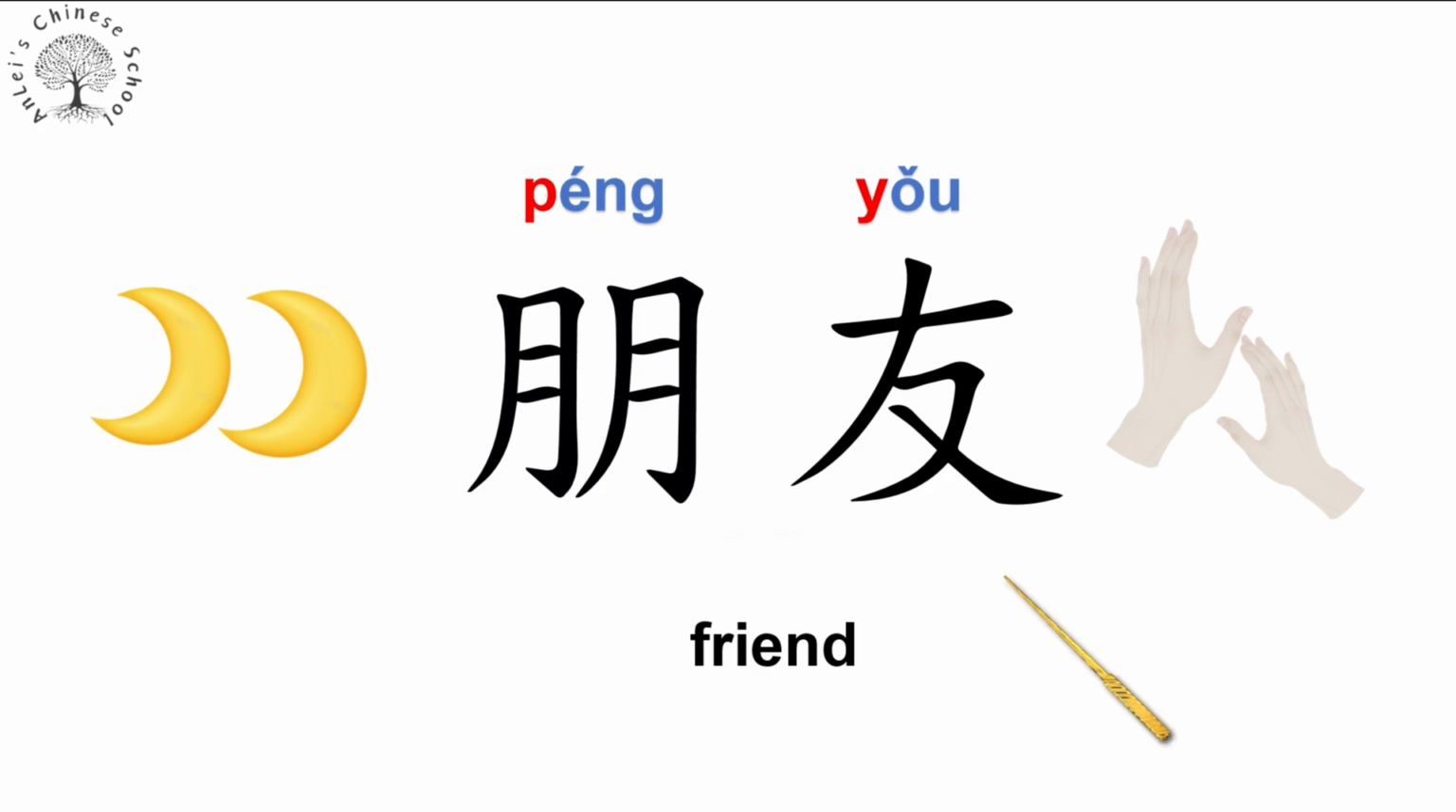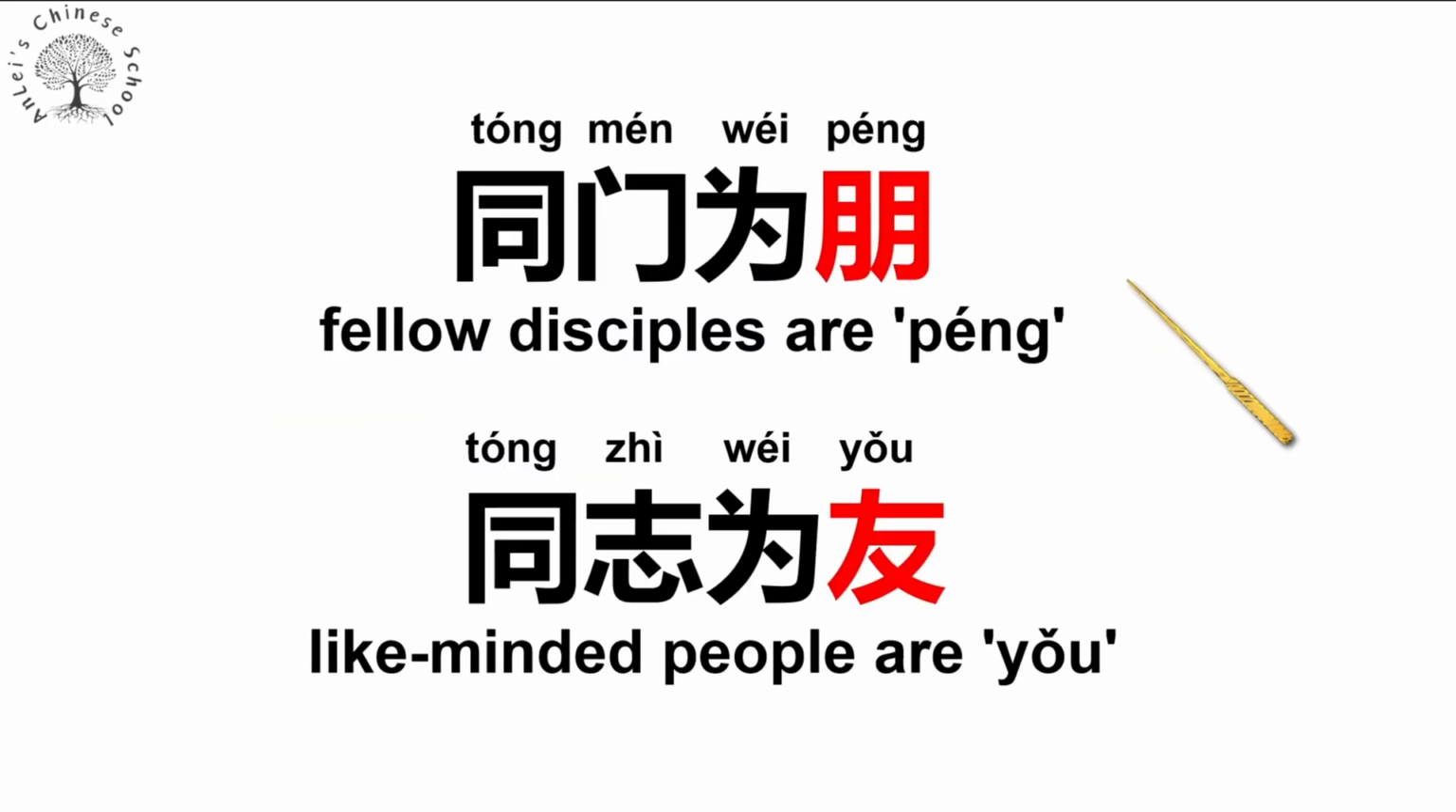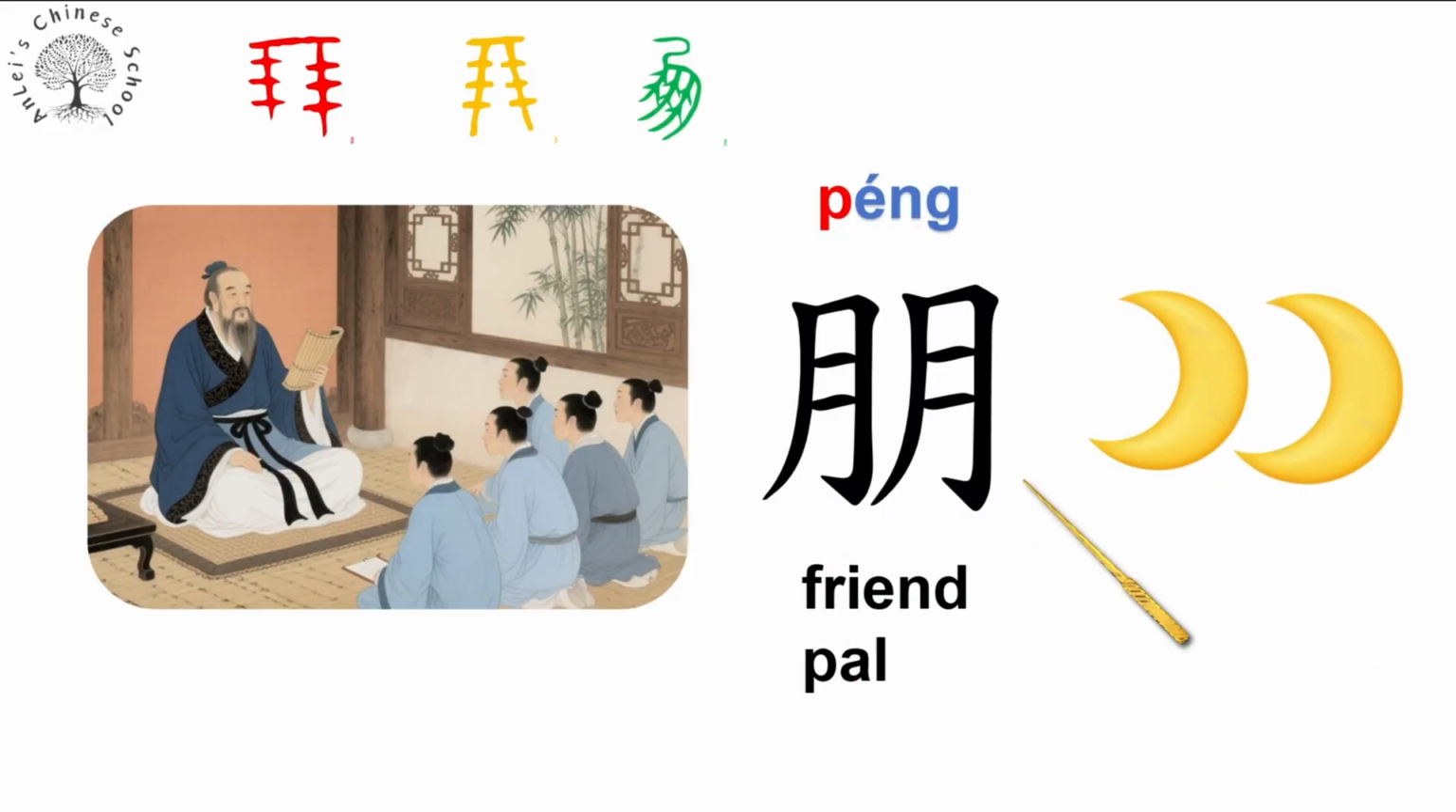Is there a distinction between Peng and You in traditional Chinese culture? In ancient China, people believed 同门为朋, fellow disciples are 朋, 同志为友, like-minded people are 友. Fellow disciples usually refers to people who study under the same teacher or school. They are connected by their shared academic background or master-disciple relationship. As Peng means that a friendship is formed among these people, this kind of friendship is built on shared learning experiences, similar values, and mutual understanding.